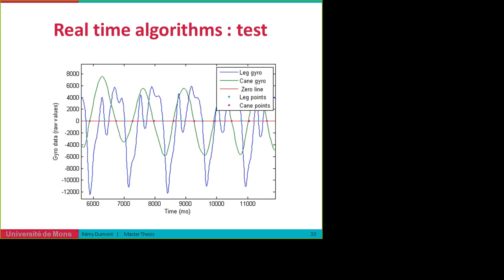So we have tested this algorithm by modifying it to send the gyroscopic curve outward. As you can see, all the points of interest have been found by the IMUs.